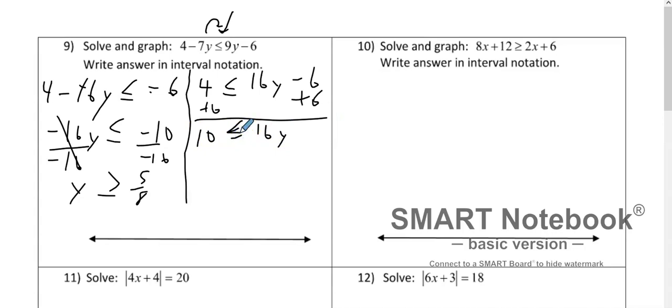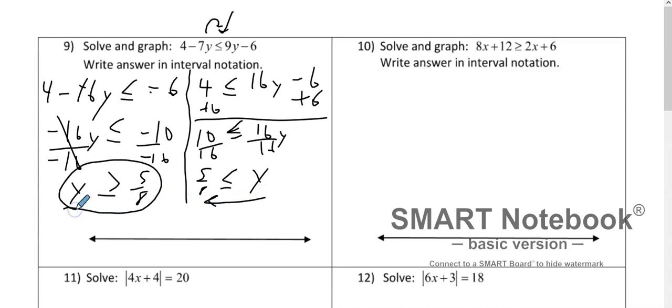But notice, y is still greater than or equal to, okay, it's on the greater than side. The number, if I read this, it's 10 less than or equal to 16y. So now when I divide, I get 5/8 is less than or equal to y, which is the same thing if I read it from the y. If I read this way, y is greater than or equal to 5/8.